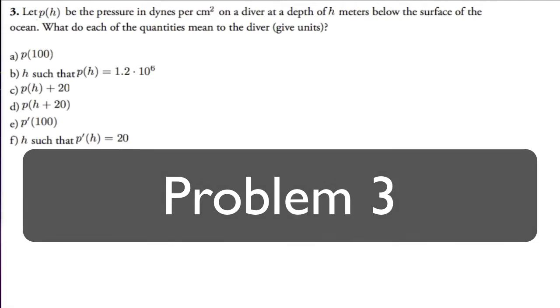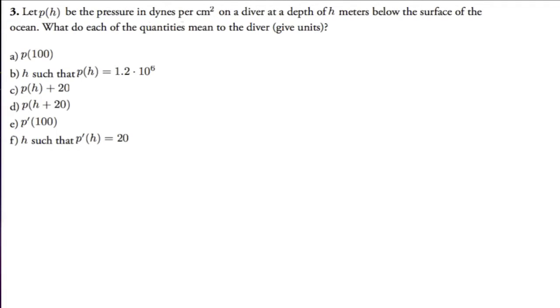Okay, so let P of h be the pressure in dynes per centimeter squared on a diver at a depth of h meters below the surface of the ocean. What do each of the quantities mean to the diver? Give units. Okay, so this one, notice that h is the input and h is meters below the surface.